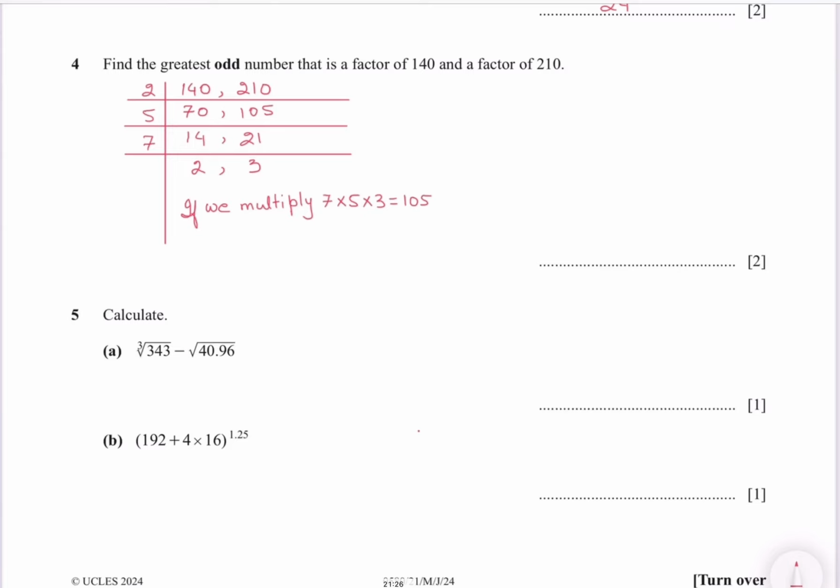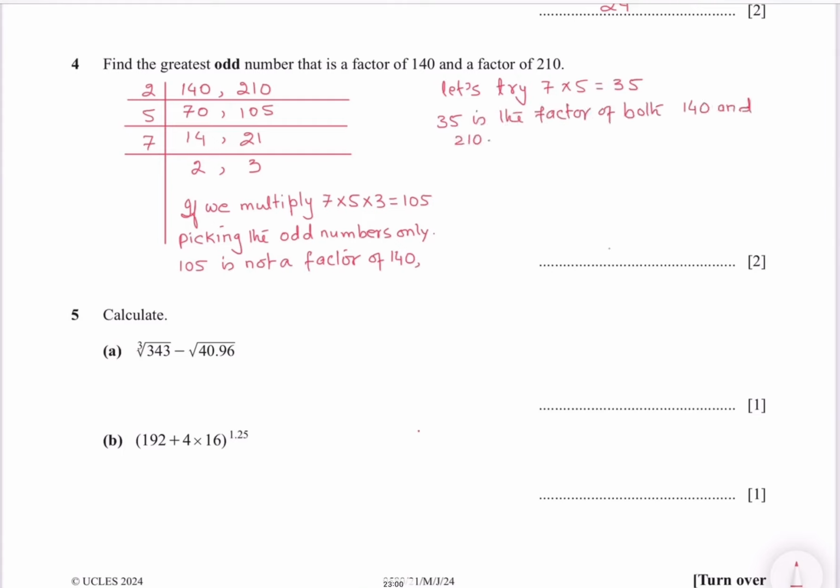If we divide 140 by 105, this is not a factor of 140. So leave it, because we have to pick the odd numbers only. So now try 7 and 5, so 35. So 35 is the factor of both 140 and 210. So your answer is 35.